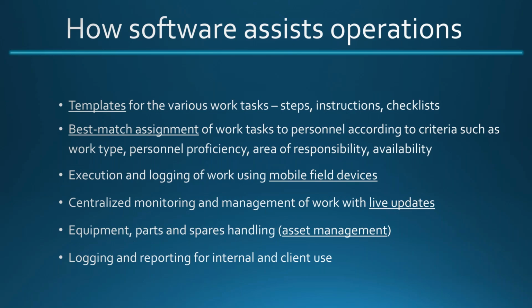Best match assignment. So yes, I can send information to people in the field, and I can send it electronically now with such an application. But can I go one step further? Can I say I have a number of tasks and jobs needing to be done? I have a number of people in the field. How do I optimally assign the work that I have to the people in the field? And there are various criteria to choose from. There is, what is the proficiency of the people in the field, depending on the job that needs to be done?